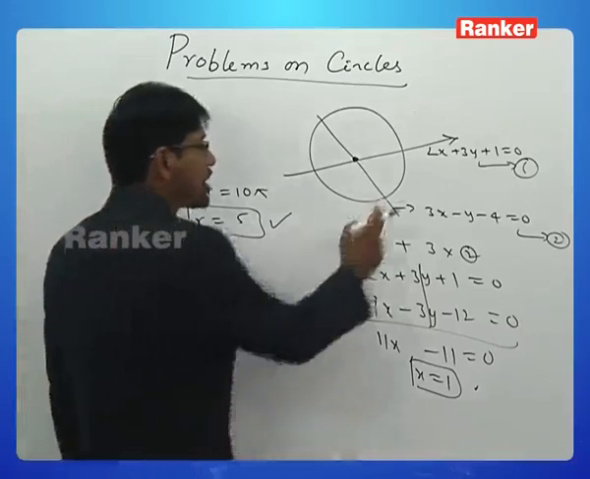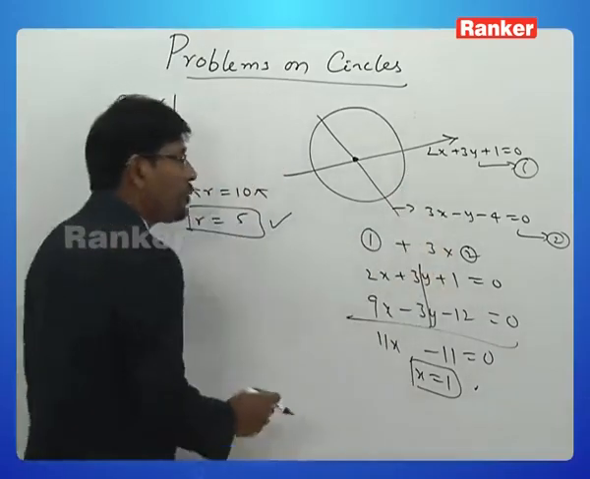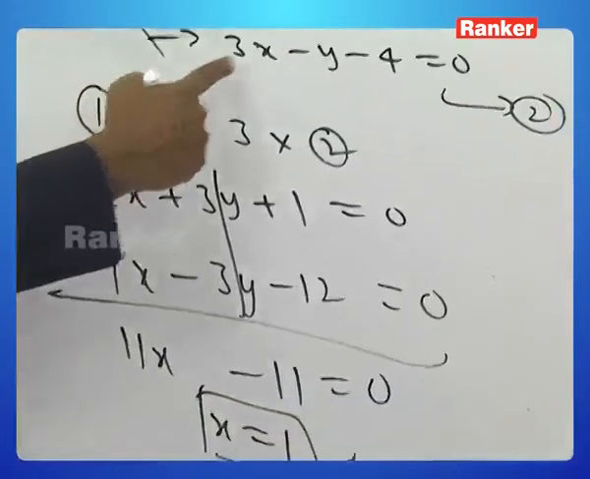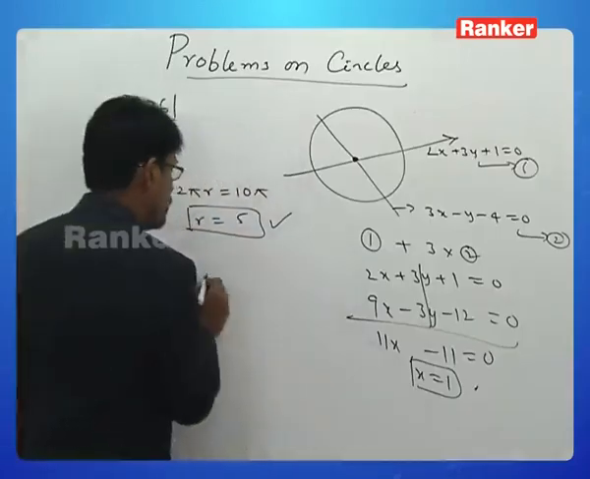x is 1. When x is 1, what is the value of y? Your y is equal to 3x minus 4. y is equal to 3x minus 4.